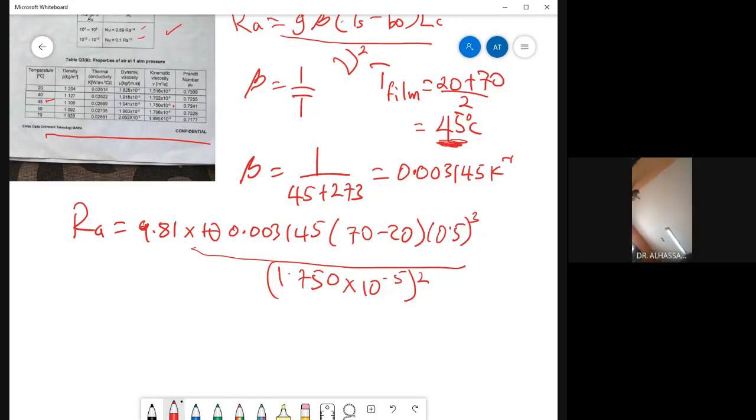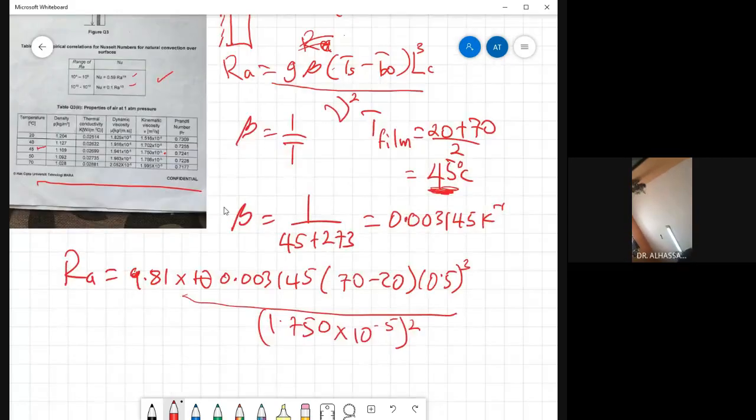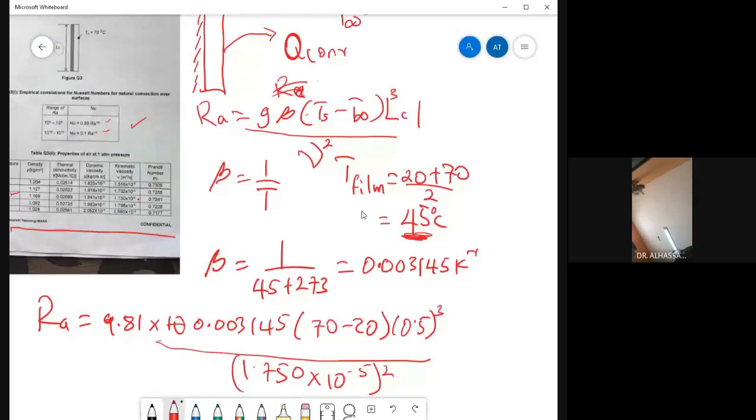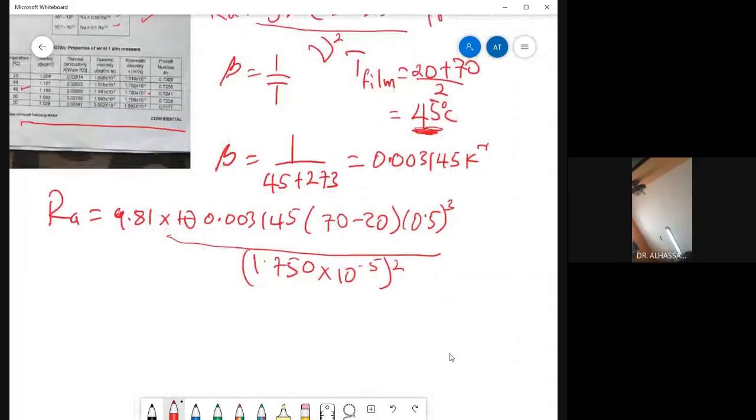times the Prandtl number. We forgot, we didn't multiply by the Prandtl number. The Prandtl number is 0.72. So in this equation there is a Prandtl number, very sorry. So we have Pr over here. So we should multiply by the Prandtl number. That gives us 0.72.